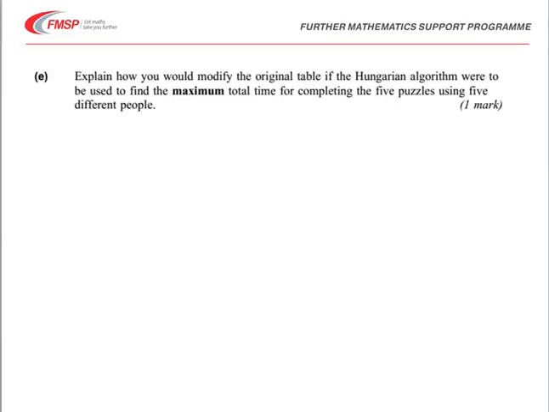In the final part of the question, we're asked to explain how we would modify the original table if we're trying to find maximum values. There are different ways of explaining this. One way is to say that we replace x by n minus x. In other words, we subtract each number from some value, and quite often we'd say that n is the largest value.